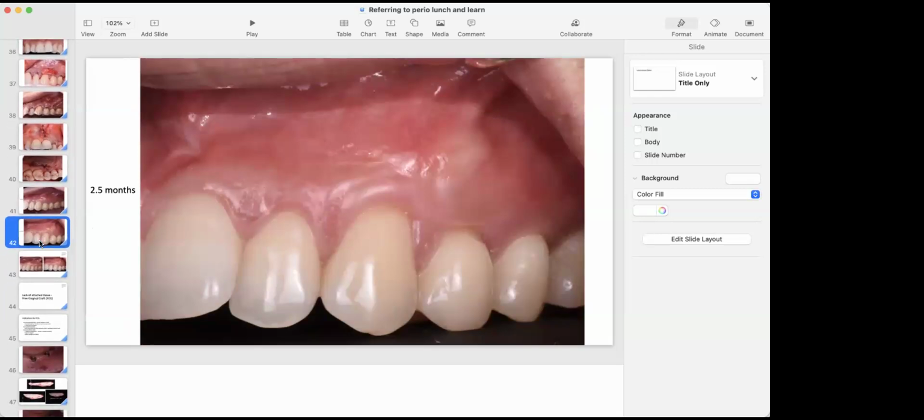So this is 2.5 months. So we can see now that little fold that I had shown is now blending in. Everything's going to blend in really nicely. This area here, so this is what I was saying with setting the patient's expectations. The gingiva is actually where it should be. This over here is from the patient brushing too hard.